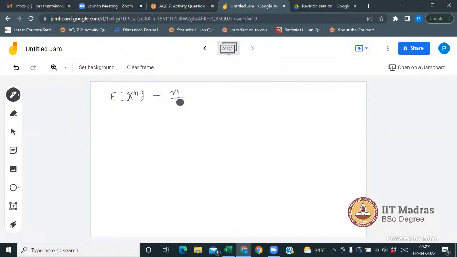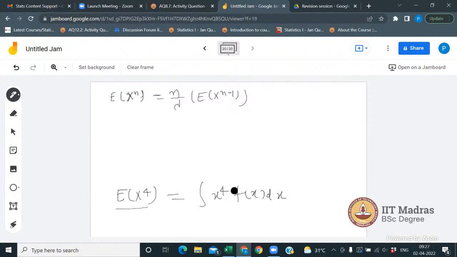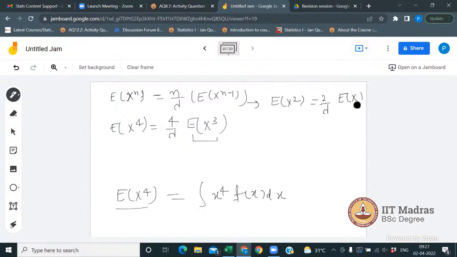But let me explain these things if you ask. Yes, this formula is there. Suppose in any question I ask, tell me the expectation of x raised to power 4. Then you have to calculate the integral of x to the 4 times f(x) dx. But if you use this formula, you will get 4 by lambda times the expectation of x raised to power 3. And suppose the expectation of x raised to power 3 is given, then you will get the correct answer. Similarly, for the expectation of x square.